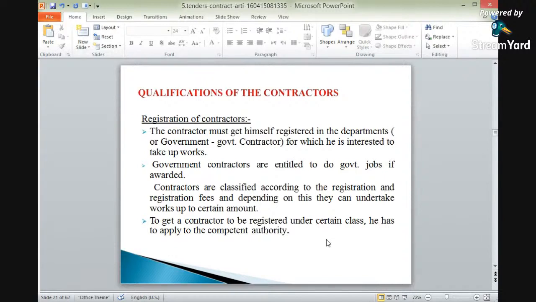Again, to get registered under a certain class, the contractor has to apply to the competent authority. He should apply to the competent authority for a particular category. Okay? There may be class first, second, third. So depending upon the different class, and the different limits for the construction work, he should apply to the competent authority for registration.